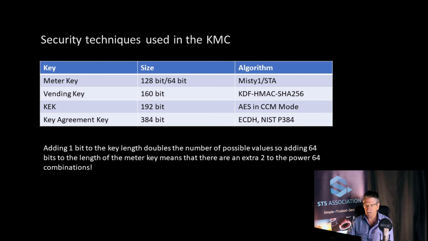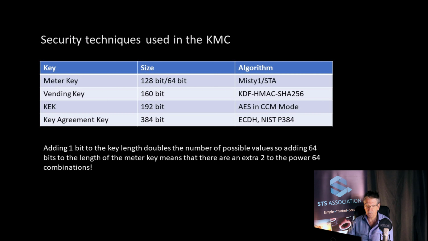If we look at the meter key, that's either a 128-bit or a 64-bit key using either MIST-1 or the STA algorithm. Vending keys are 160-bit and they use the KDF HMAC SHA-256 algorithm. The key exchange key is 192-bit and it's AES in CCM mode, and the key agreement key is a 384-bit elliptic curve Diffie-Hellman P384.